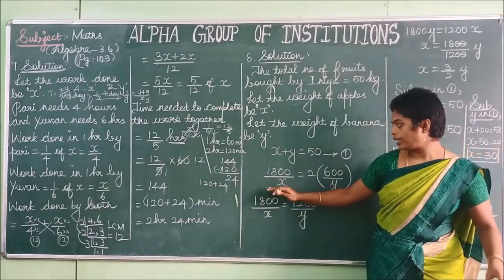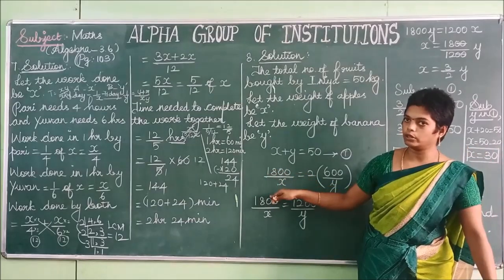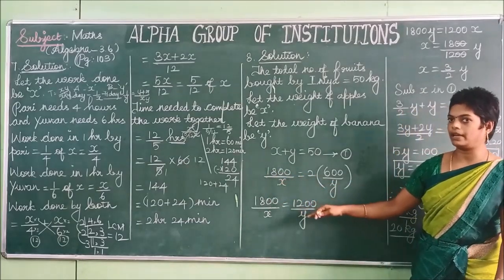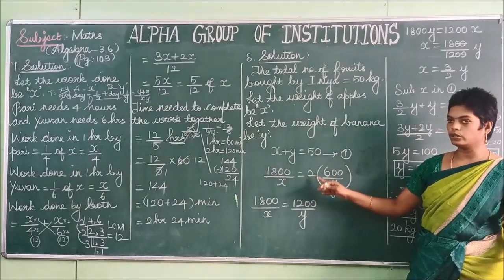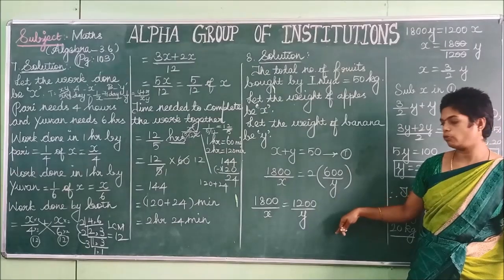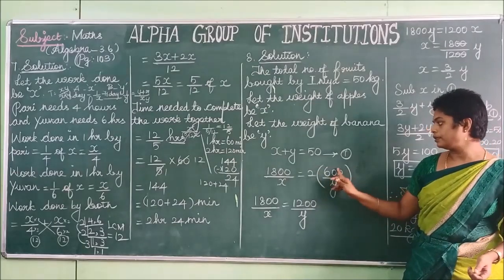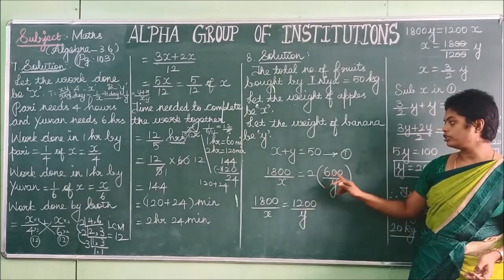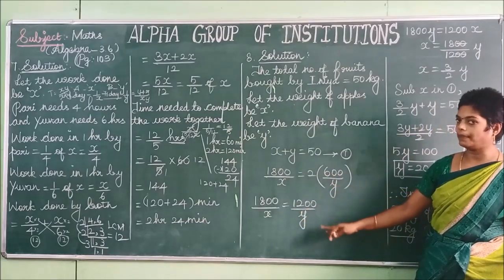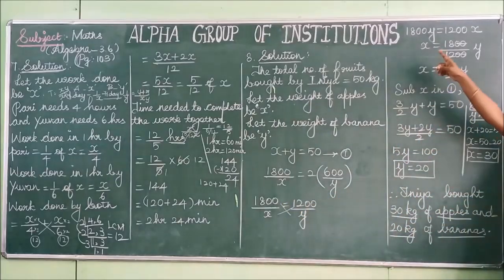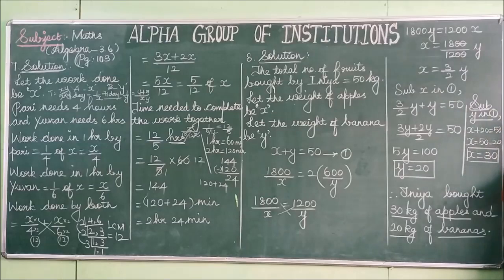So we don't know the kg, so we have to divide the rupees by the total kg. 1800 by x is equal to 2 times the banana value, 600, divided by the total kg of banana, which is y. So now how to multiply this? 1800 divided by x is equal to 2 into 600, which is 1200, by y. I have to cross multiply both sides. 1800y is equal to 1200x.